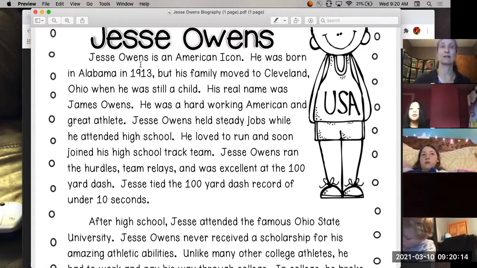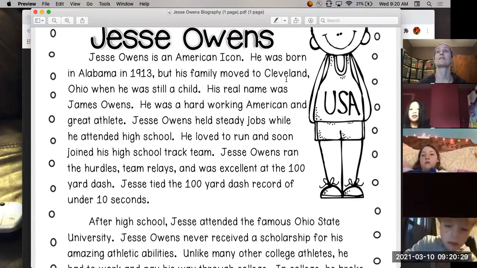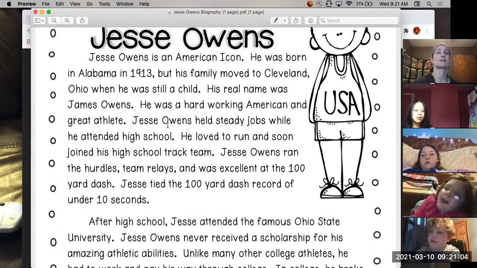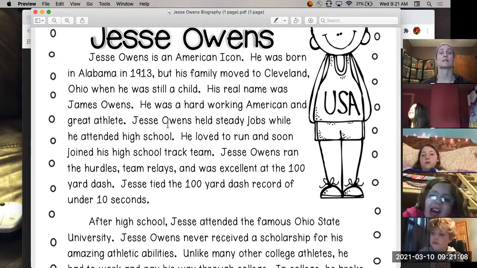Jesse Owens is an American icon. He was born in Alabama in 1913, but his family moved to Cleveland, Ohio when he was still a child. His real name was James Owens. He was a hardworking American and great athlete. Jesse Owens held steady jobs while he attended high school. He loves to run and soon joined his high school track team.